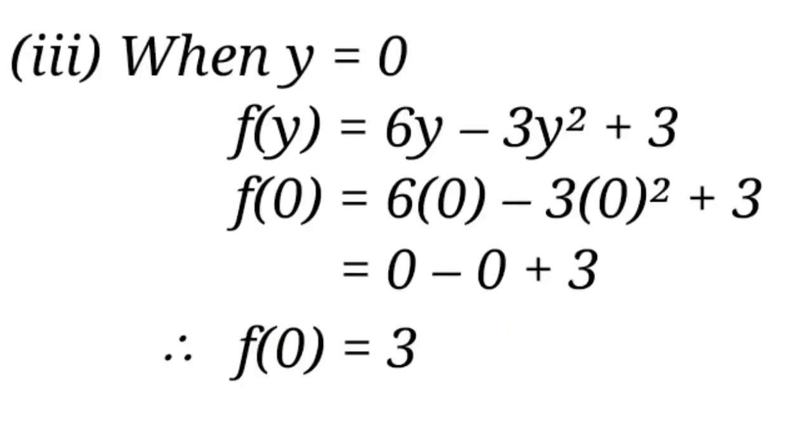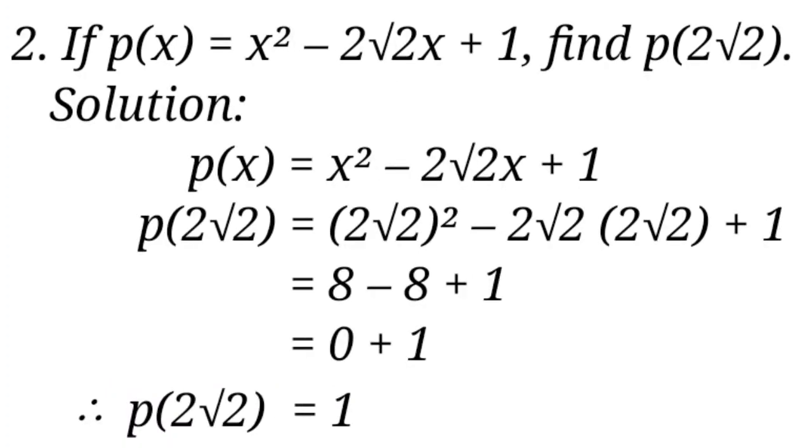Third subdivision, when y is equal to 0, then f of 0 is equal to 6 into 0 minus 3 into 0 the whole square plus 3. Then 6 into 0, 0, minus 3 into 0 plus 3. Then 6 into 0, 0, minus 3 into 0, 0, plus 3. We get f of 0 is equal to 3. Therefore, f of 0 is equal to plus 3.